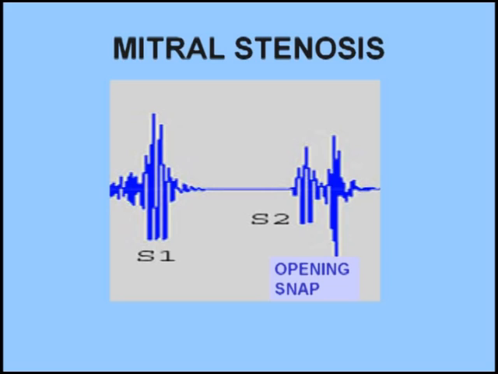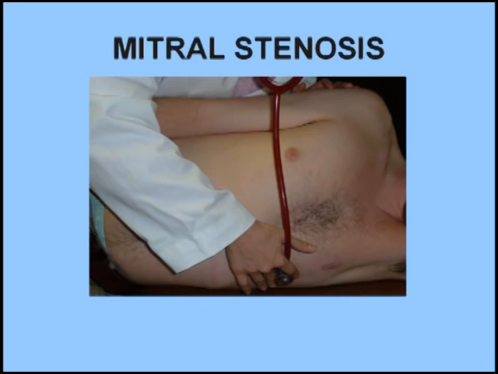The presence of an opening snap should alert the clinician to look for mitral stenosis. I will start with 3 normal beats, and then add the opening snap, and then the murmur. Having the patient lie on their left side brings the heart closer to the chest wall and makes this murmur easier to hear.